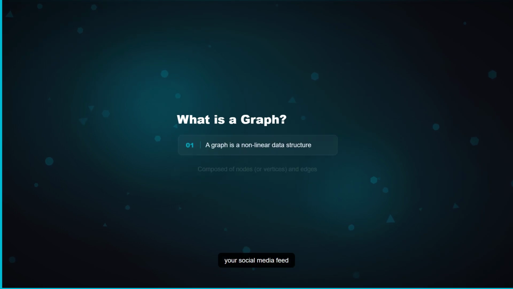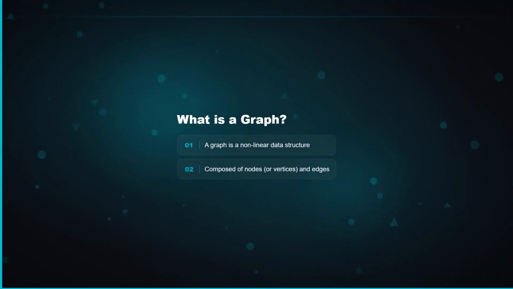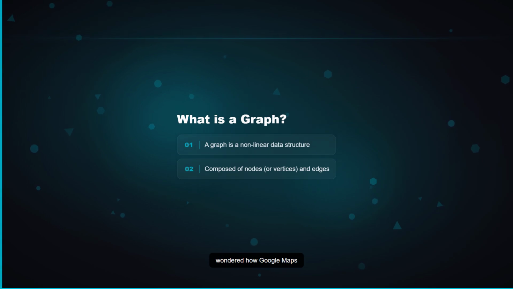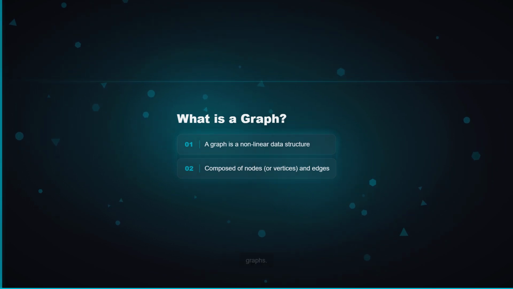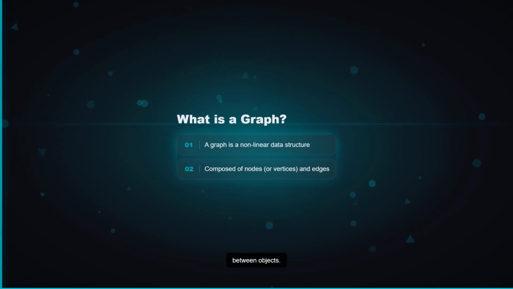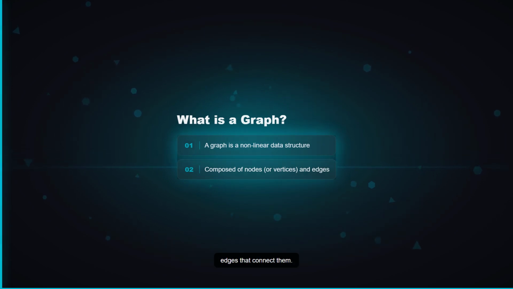Your map, your friends, your social media feed, all connected. But have you ever wondered how Google Maps finds the best route or how Facebook suggests friends? The secret lies in graphs. A graph is a way to represent relationships between objects. It's made up of nodes, or vertices, and edges that connect them.